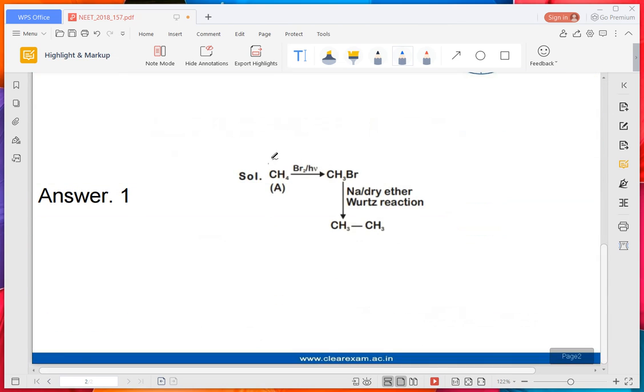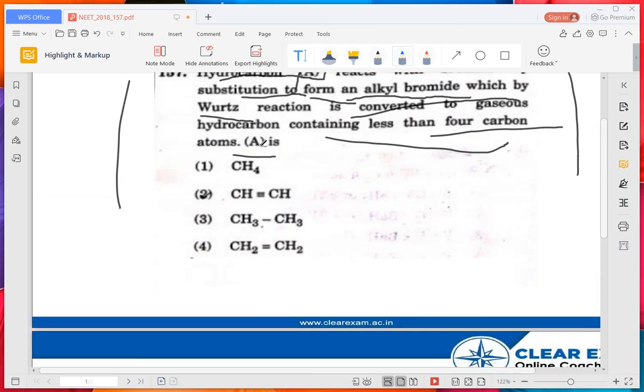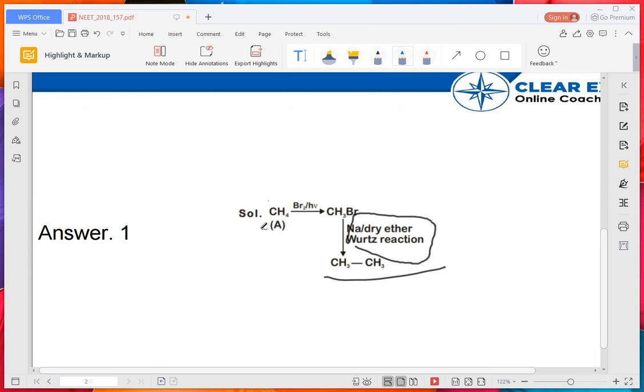Everyone knows what reaction this is. What's the reaction? It's converting to gaseous form and has less than 4 carbon atoms. Less than 4 carbon atoms. There is given less than 4 carbon atoms.